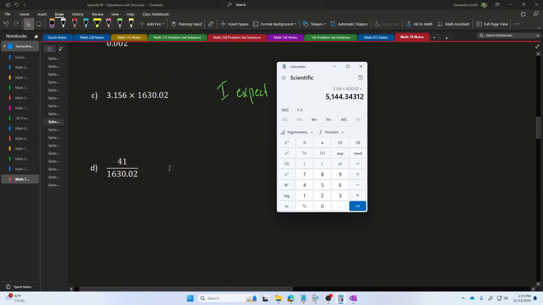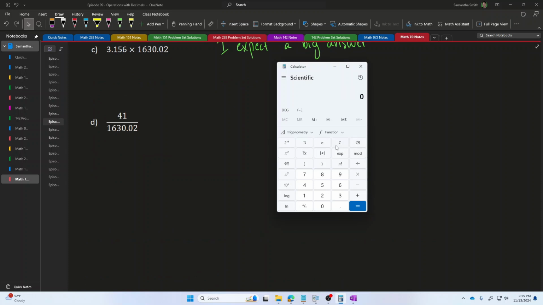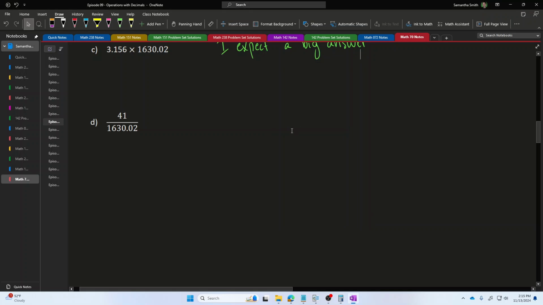But if I divide 41 by a really large number, then I should expect to get a small answer from that. And sure enough, if I divide 41 by this big number, I get a pretty small answer from that. 2/10, 5/100, and so on. So dividing by a large number gives you a small result.